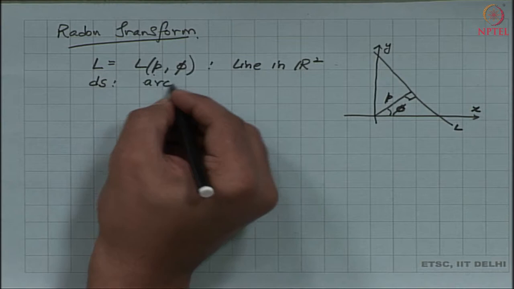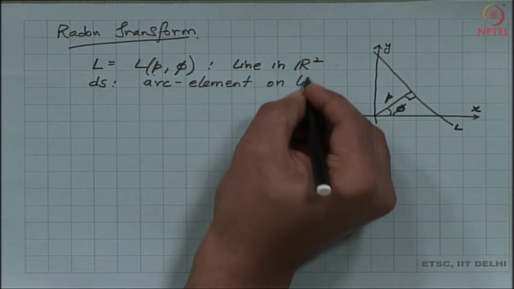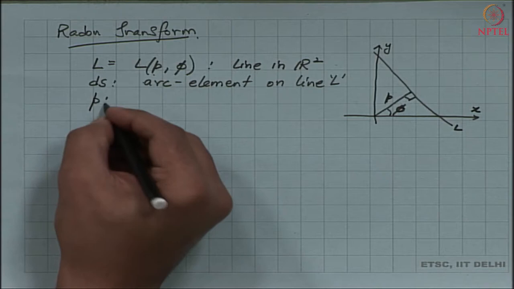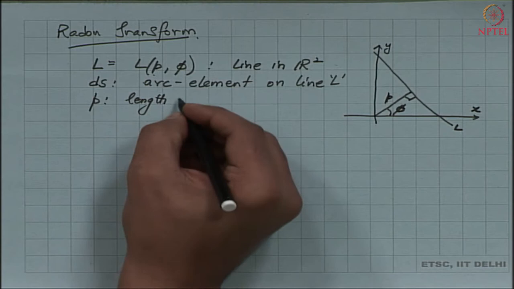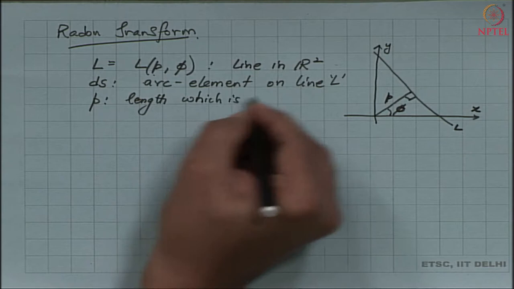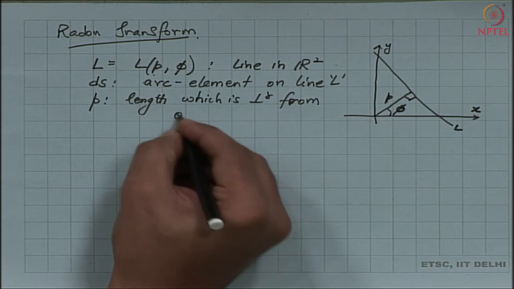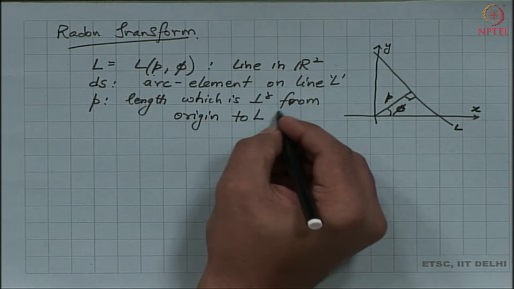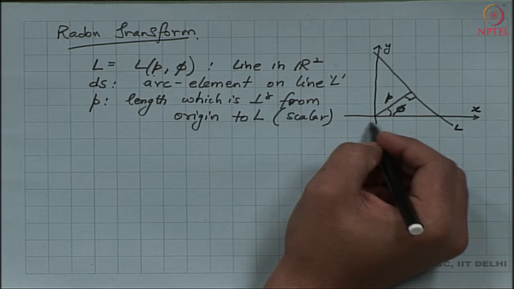So, ds is an arc element on the line L, okay? And I see that my quantity P is a length which is perpendicular from the origin. It is the length which is perpendicular from the origin to L, and this I take as a scalar. So, essentially P is the total distance of this line from the origin, okay.